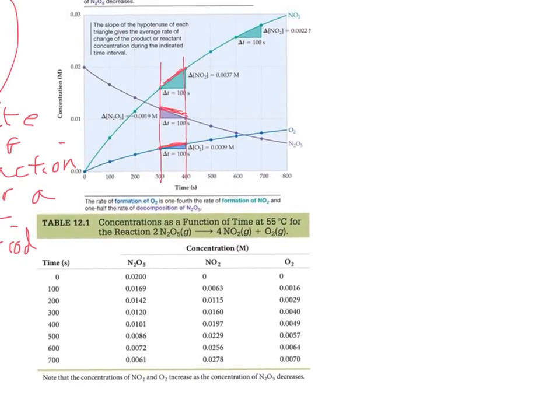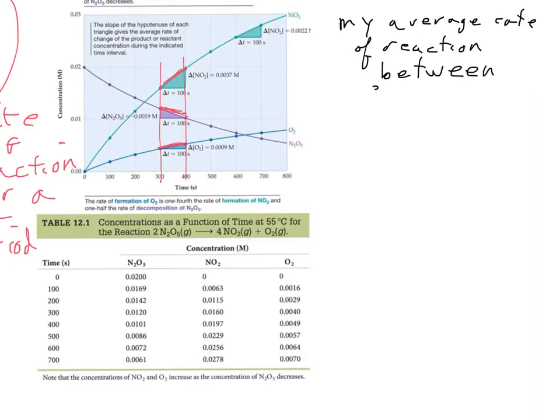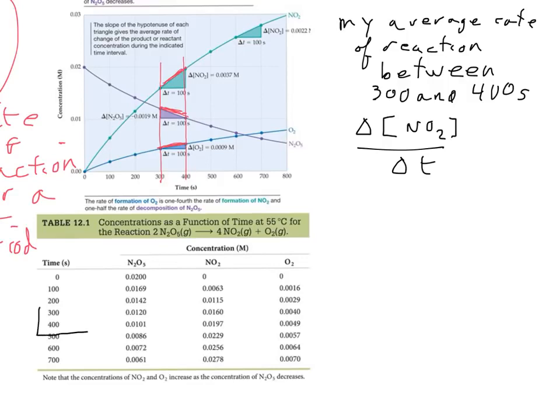So, my average rate of reaction between 300 and 400 seconds would be the change in concentration of nitrogen dioxide divided by the change in time, if I was doing it for nitrogen dioxide. So let's see, I'm doing it between 300 and 400 seconds.